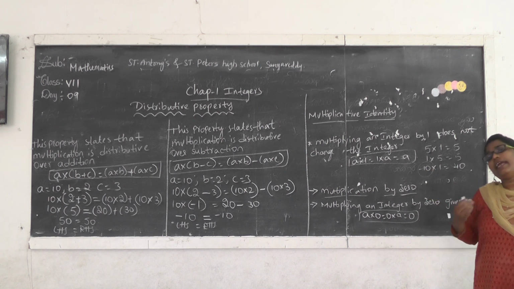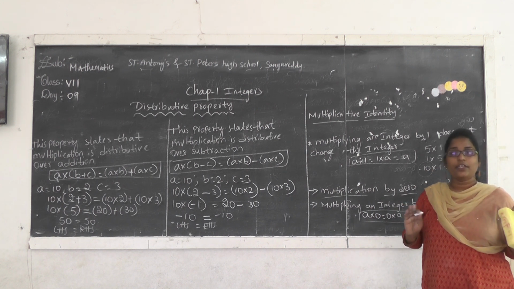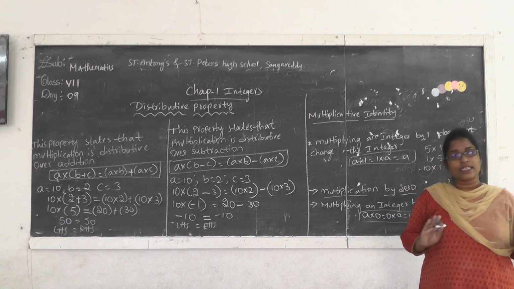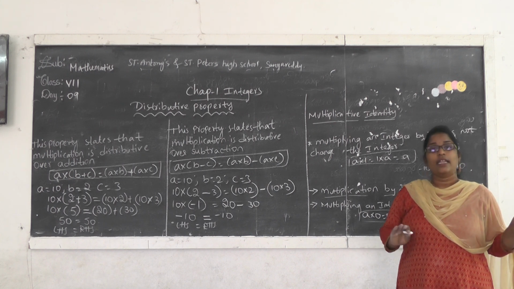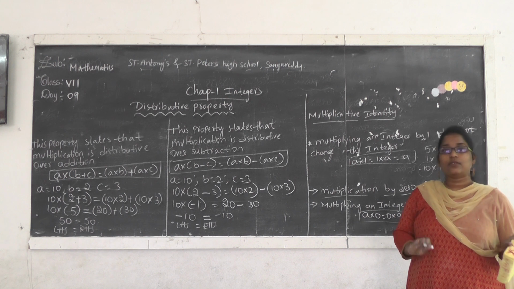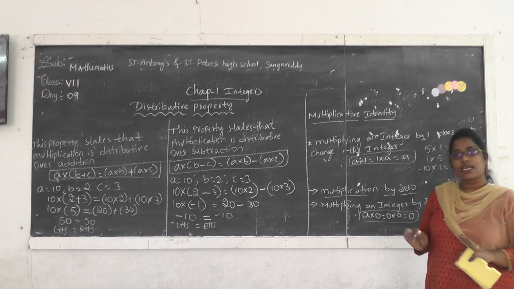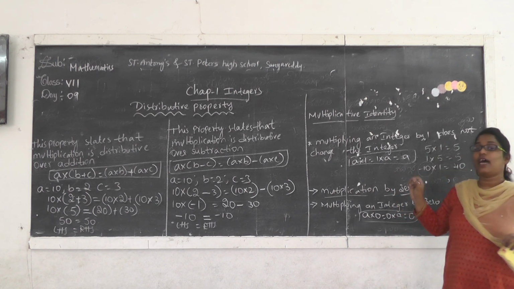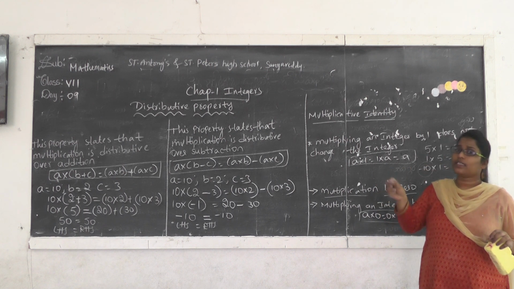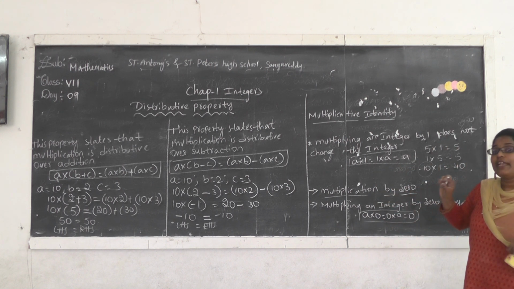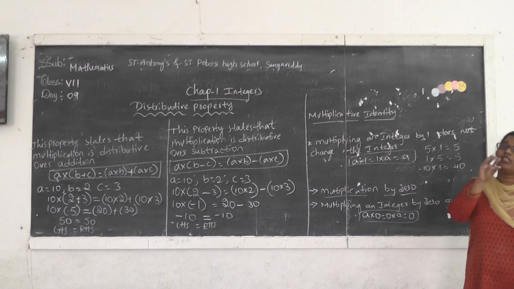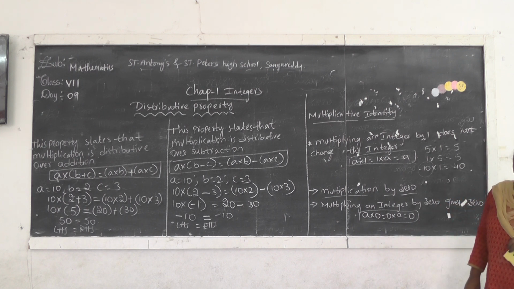Other than 1, if you take any other number, for example 1 into 2, the result will be 2 only. Let me take 2 2s are 4, 2 3s are 6, 2 4s are 8. That means other than 1, if we multiply with any other number, the result is going to be changed. But whenever we multiply with 1, the result is not going to be changed.